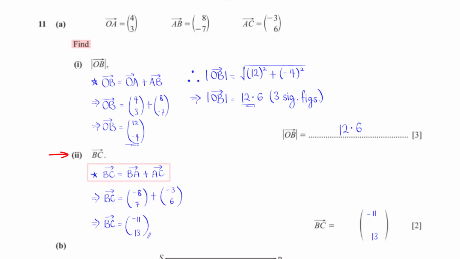Find BC. BC can be expressed as BA plus AC. To get BA, we negate AB, so BA would be (-8, 7). We've already been given AC as (-3, 6). To get the resulting vector, we add the corresponding elements in the two vectors. So negative 8 plus negative 3 is negative 11, and 7 plus 6 is 13.